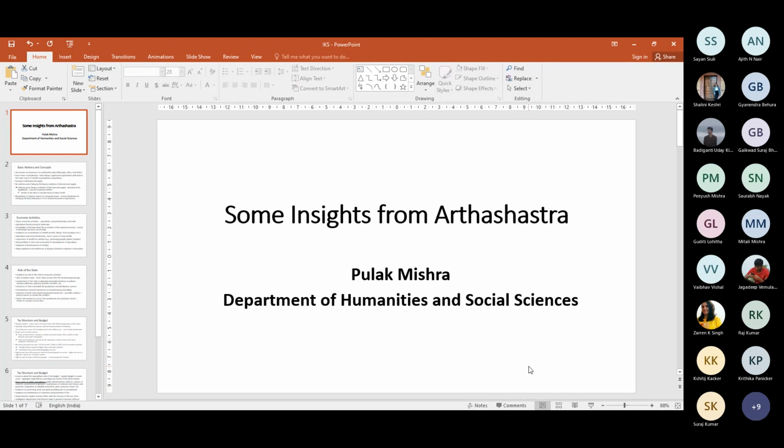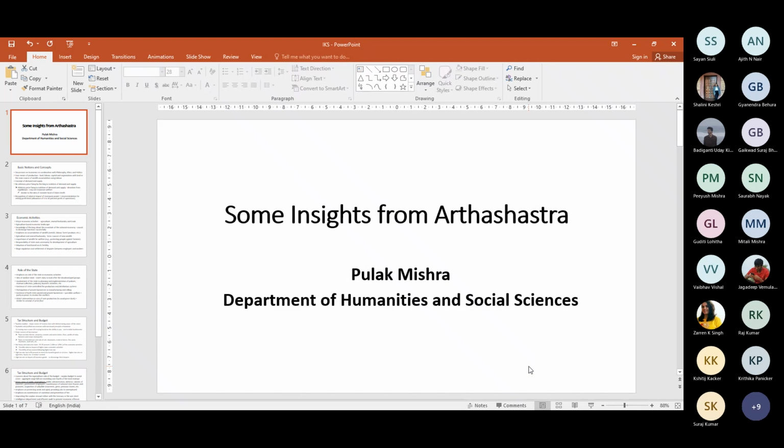Basically I am going to discuss in today's class some insights relating to economics from Arthashastra. We'll have two sessions, one by me and another by Professor N.C. Nayak, who will be taking the other session on Wednesday, that is on 27th. And then we can have another session jointly by both of us, where we can have discussions on the related issues. And we can cover the rest of the things if anything is required.